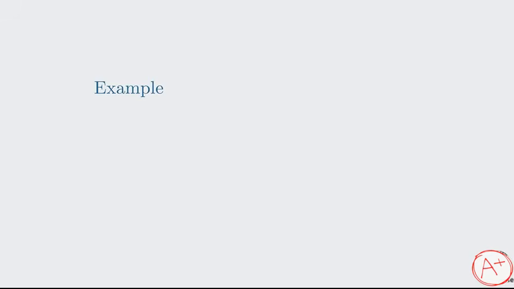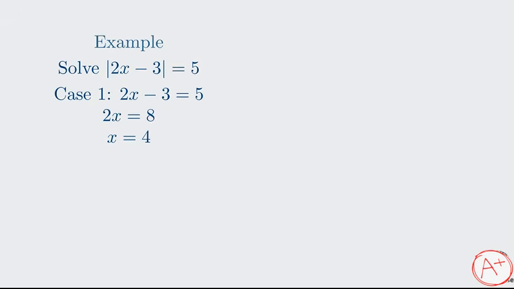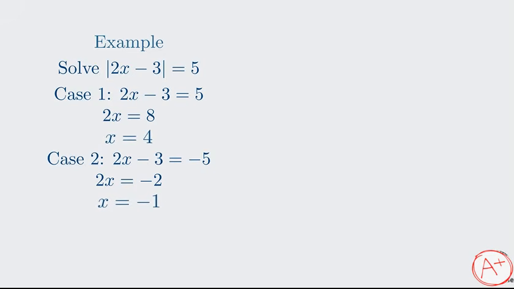Let us apply this logic to a concrete example. Solve the modulus of 2x minus 3 equals 5. Following our rule, we set up two linear equations. First, 2x minus 3 equals 5. Adding 3 to both sides gives us 2x equals 8. Dividing by 2, we find our first solution, x equals 4. Now for the second case. 2x minus 3 equals negative 5. Adding 3 to both sides here gives us 2x equals negative 2. Finally, dividing by 2 gives us our second solution, x equals negative 1. Both values are valid because the right-hand side, 5, is a positive constant.